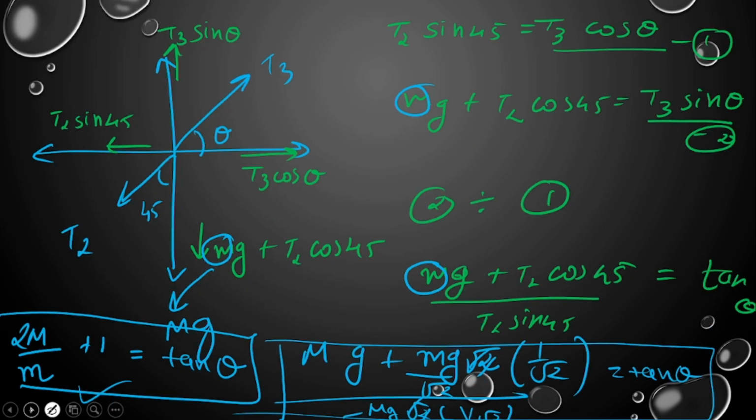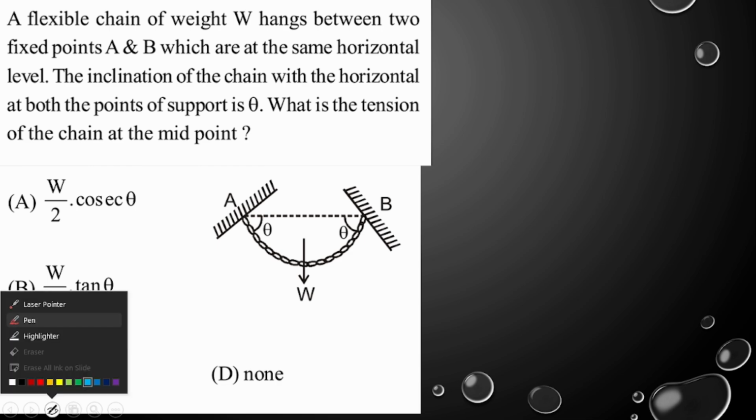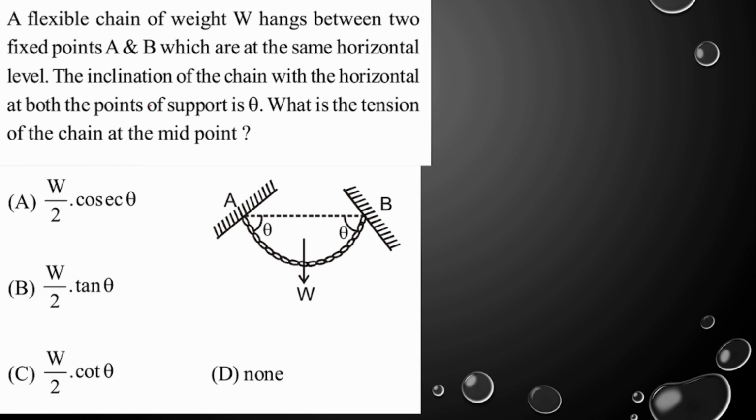Okay. Next question is: a flexible chain of weight W hangs between 2 points A and B which are at the same horizontal level. This is point A and this is point B. The inclination of the chain with the horizontal at both points of support is theta. And what is the tension in the chain at the midpoint? We don't know, let us see first of all.